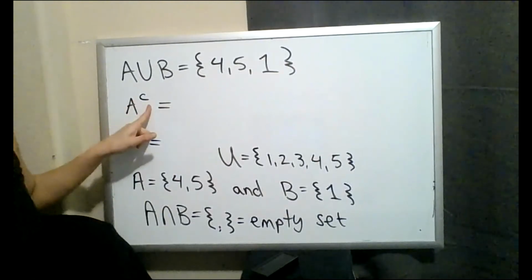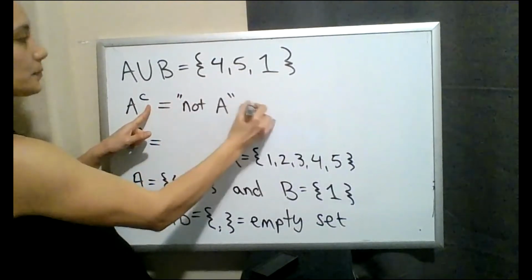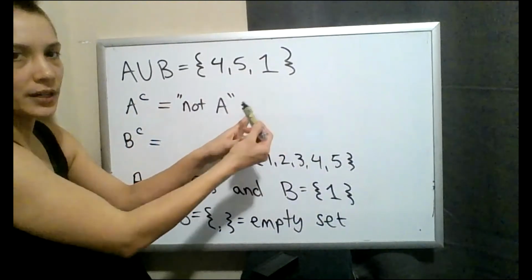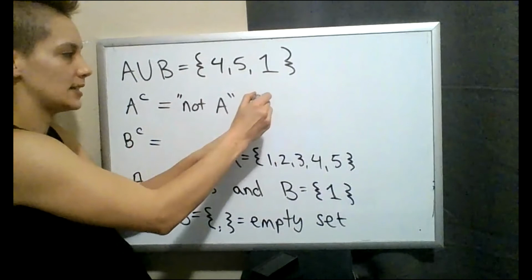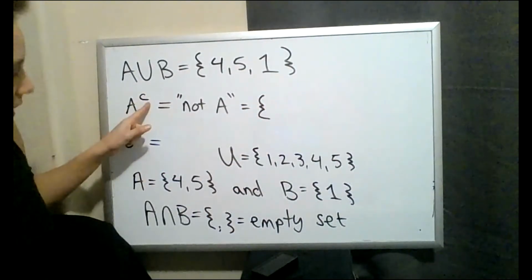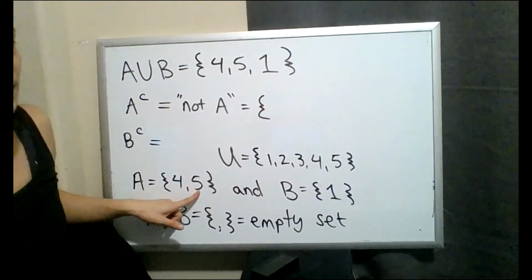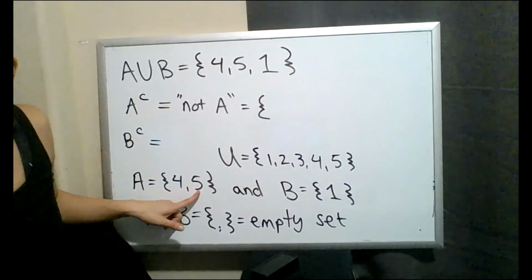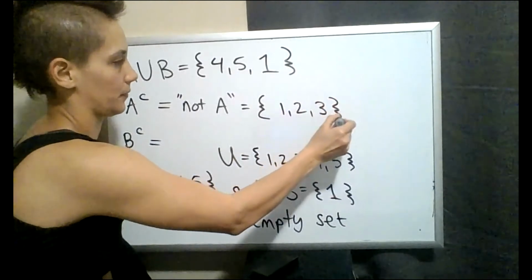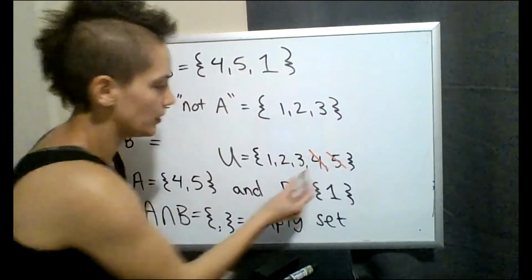Okay, so A complement, you can think of this as "not A," but we want to write it as a set. If you were doing homework or an exam, you would write it as the set that starts with a curly bracket. Everything that's not in A, so everything except for 4 and 5, which would be 1, 2, 3. This is your full space, so you're not using 4 or 5, you just have these.